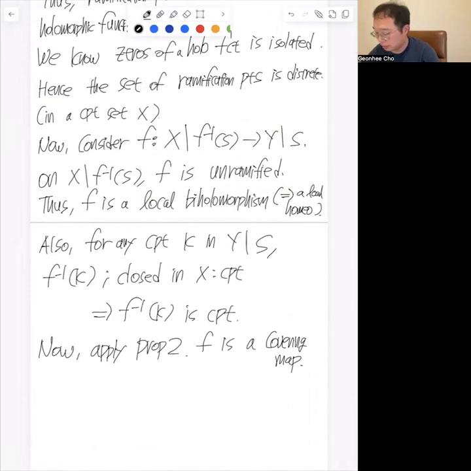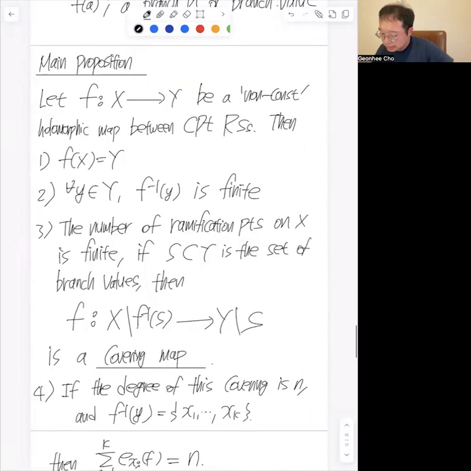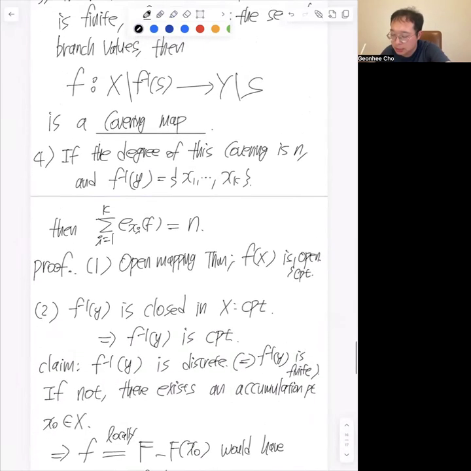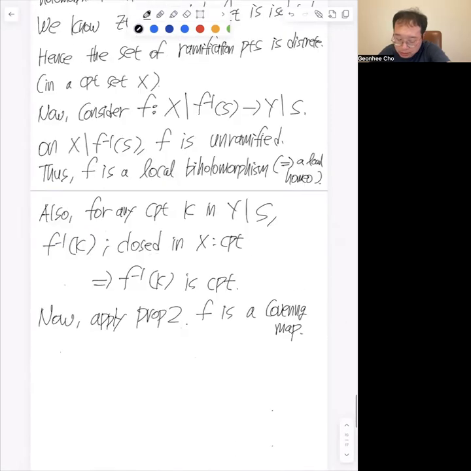All right, so now we have established the application of the previous proposition. Now we just have one more implication. So we assume the degree of this covering is n, and let us say f inverse of y consists of k elements. This k should be less than or equal to n.